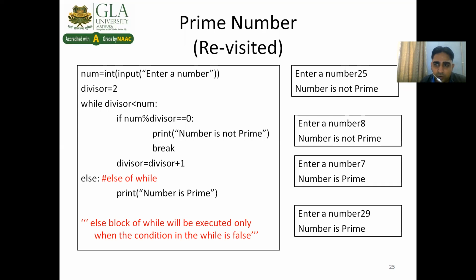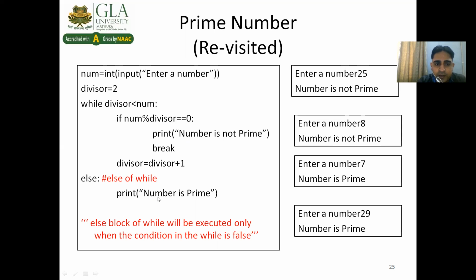So it is a better logic to just start from 2, because 1 I know will completely divide the number. So I will start from 2, and continue while the value of divisor is less than num, which is the number itself. I will check if the number divided by the divisor has the remainder 0. If so, I print that the number is not prime, and I break. Break means I move out of the loop, because I have concluded that the number is not prime. Otherwise, I increase the value of divisor as divisor plus 1.